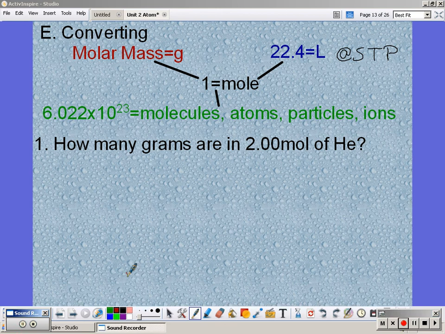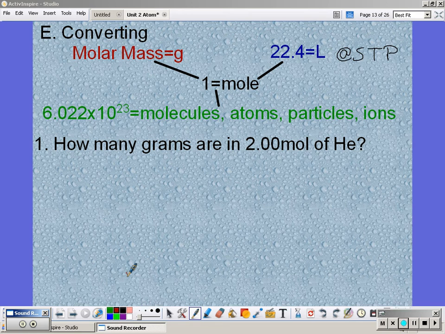Converting. So we're going to take the idea of mass and volume and molecules, atoms, particles, ions, and start relating them together mathematically. Sometimes we want to talk about the number of atoms we have, but we can't count them, so we have to relate them to mass. Same thing with the volume. We may not be able to measure the volume, so we could relate it to the mass or vice versa.